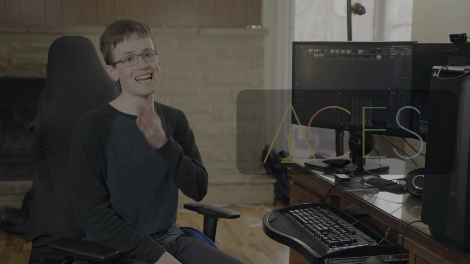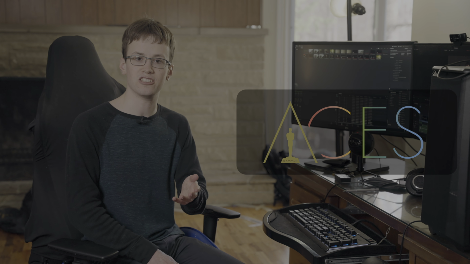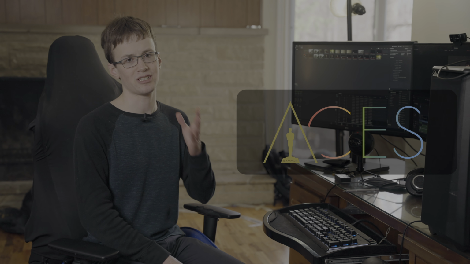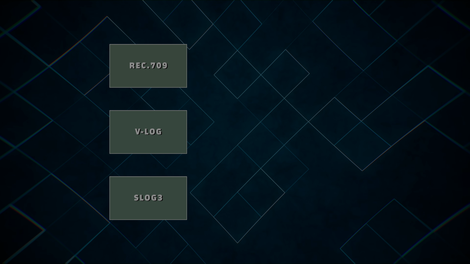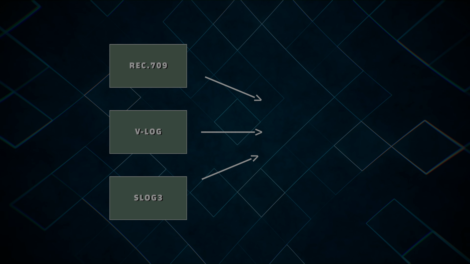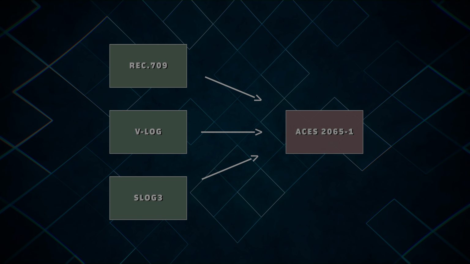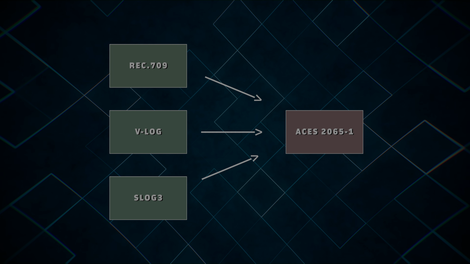In order to solve this problem, we're going to turn to an industry standard workflow called ACES. I've talked about ACES before in my video about color management, but I'll recap the important parts here as well. Basically, the ACES workflow works like this. Once we have all of our source footage collected, we use a color space transform to convert it all to a single standardized format called ACES 2065-1, or just ACES since that's a bit of a mouthful.